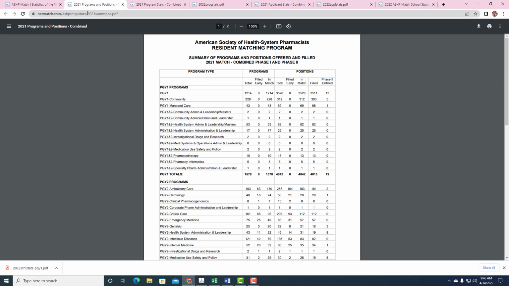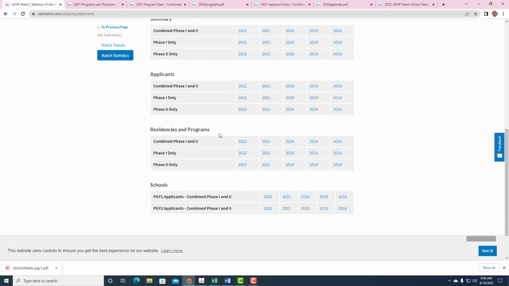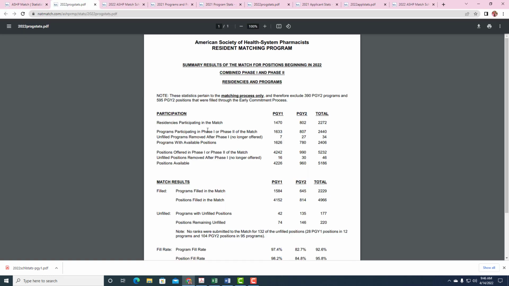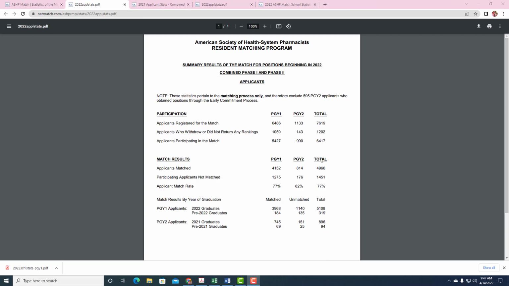It's actually maybe easier to see when we look at not the original document of that one, but the residencies and programs. So we want the number who registered for the match, and those are the people that were thinking about it. And then when you talk about withdrew or did not return any rankings, we're really talking mostly about people that maybe didn't get an interview. And then you've got those participating in the match.